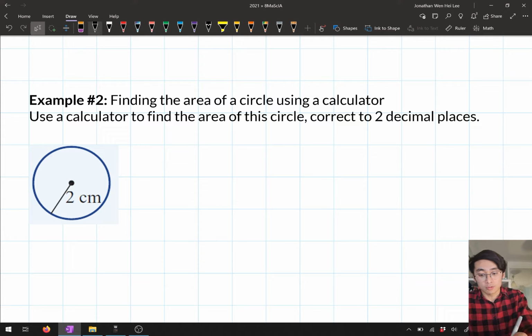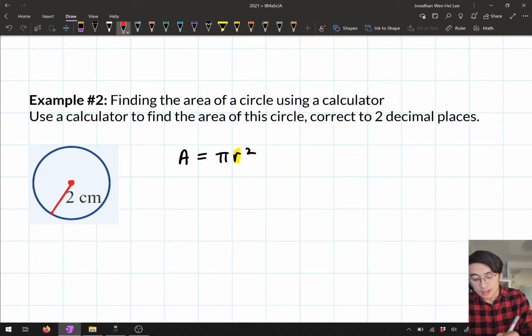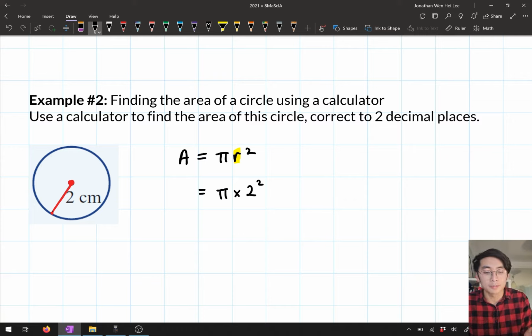So it's a circle. We're going to write down the area formula. A is equal to pi r squared. And then what the formula tells me is I need to find the value of r. And so here in my circle, I've got my center to the edge. That's 2 centimeters. That is my radius. And so my radius is going to be 2. I'm going to go, this is equal to pi times 2 squared.